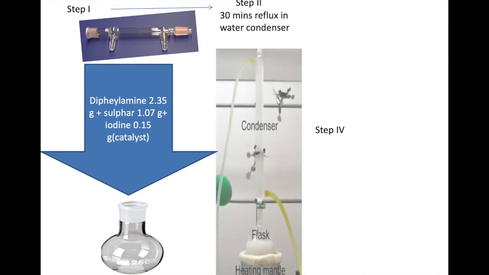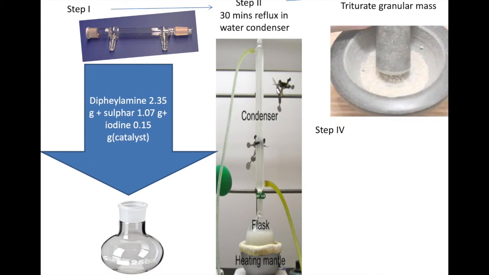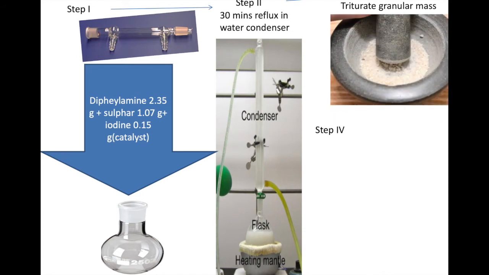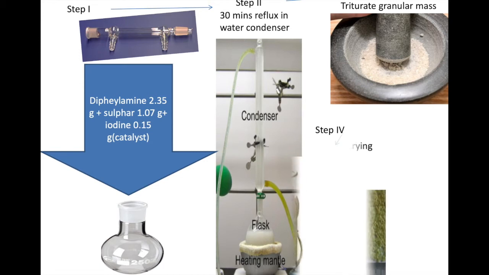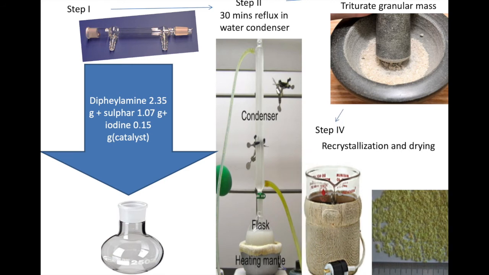The 30 minutes reflux is to be done with a condenser, and here we are using the heating mantle as the temperature is high. Now after 30 minutes we are taking it out and granulating the mass to get a fine powder. After that we are recrystallizing this mixture using ethanol, and upon recrystallization we get this buff yellow colored crystal of phenothiazine.